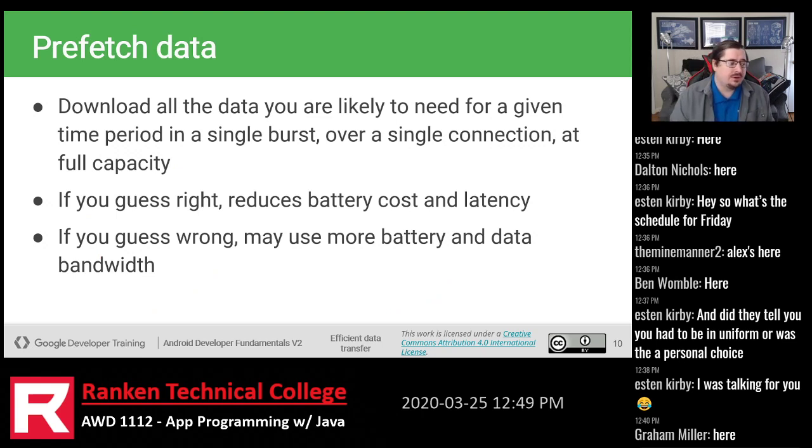So one thing we can do to try and avoid all this is we can prefetch data. We can say, let's download all the data that the user is probably going to use in the next period. In a short burst, we'll just say, okay, when the user loads this screen, let's go ahead and preload all the data we think they might use, and then we'll save that.